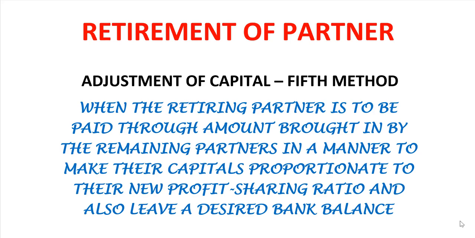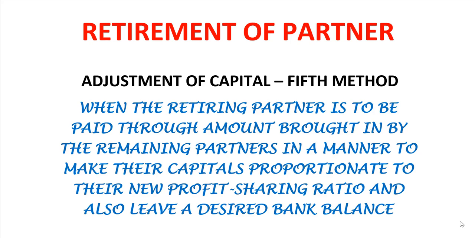In this video, we will discuss the fifth and final method of adjustment of capital at the time of retirement of partner. The fifth method is when the retiring partner is to be paid through the amount which is brought in by the remaining partners in a manner to make their capitals proportionate to their new profit sharing ratio and also leave a desired bank balance.